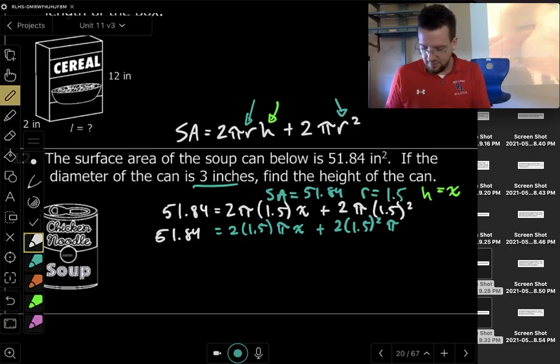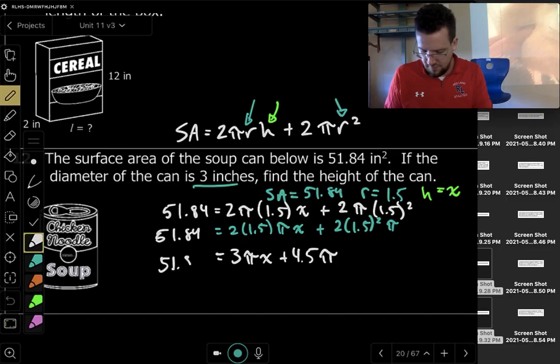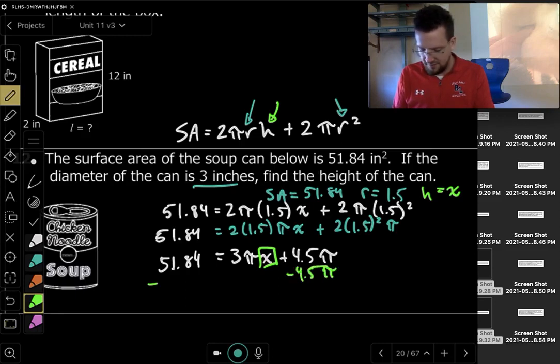So, what do we have here? 1.5 times 2. This is just 3. This is 3 pi x plus 2 times 1.5 squared. I got 4.5, and the pi just stays there. And now I want to solve this for x. So first I'm going to subtract this 4.5 pi from both sides.